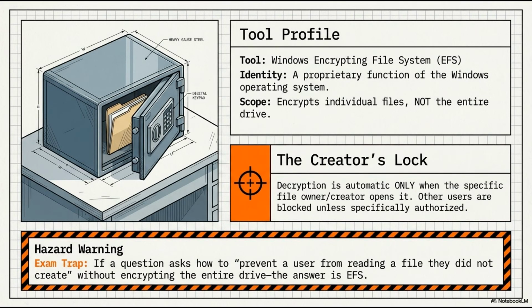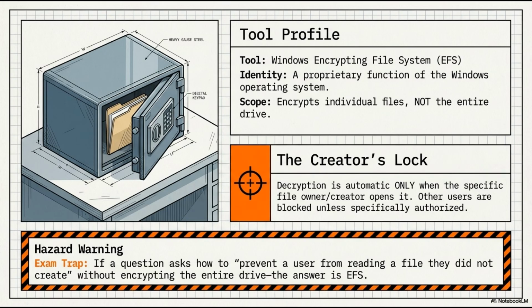So explain the concept of EFS. Well, EFS is a proprietary function of the Windows operating system. And crucially, and this is what the visual represents, is scope, is individual files. Okay, files, not the whole drive. Exactly, not the entire drive, just specific files or folders. So it's kind of like a hotel room safe. Oh, that's a brilliant analogy. Yeah, like it only protects the specific valuables you put inside the little safe, but it doesn't lock down the entire hotel building. The maids can still get into the room. Yes, that is exactly how EFS works on a shared computer.